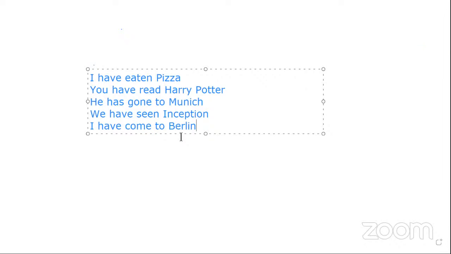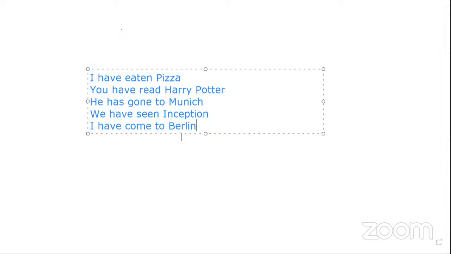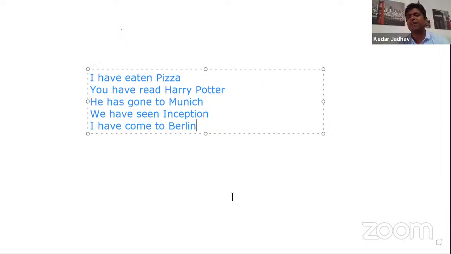Yeah, we have seen Inception. Wir haben Inception gesehen. Very good. I have come to Berlin. Ich bin nach Berlin gekommen. Perfect. Those two are correct for me. It happens. Okay, quickly, how many are correct? Everybody write on YouTube and on Zoom as well.